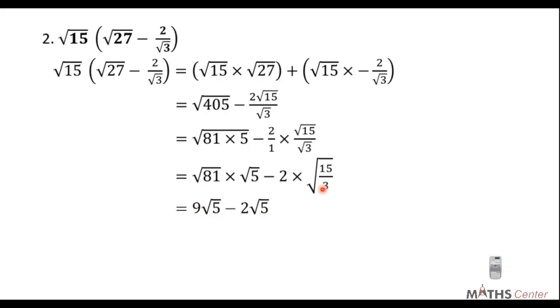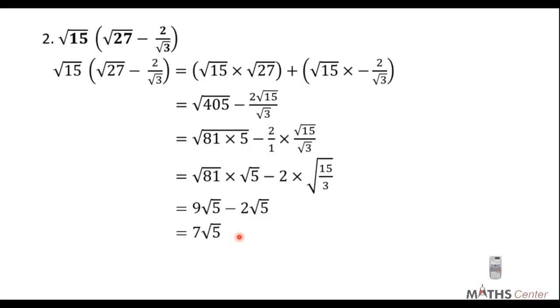Now when you come here, 3 will cancel itself 1 and cancel 15 5 times. So this whole thing is going to give us square root of 5. So we have negative 2 times square root of 5 to give us negative 2 root 5. So you can see from here that the numbers under the square root sign are the same. So we can subtract the numbers in front of the square root sign. So we have 9 minus 2, which will give us 7, then root 5.